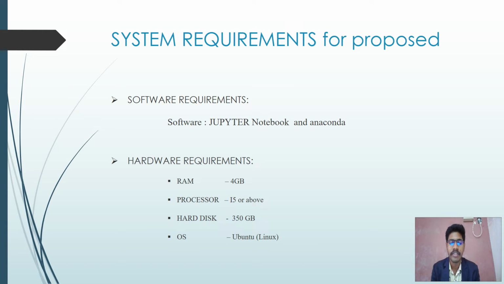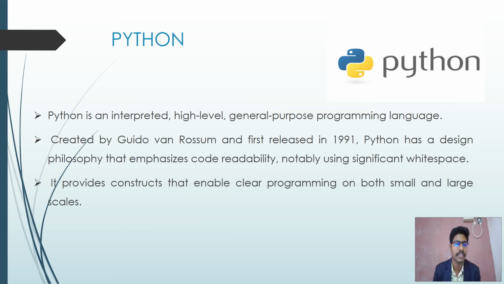The system requirements: we're using Jupyter notebook and Anaconda. The hardware requirement is an i5 processor and above. We're using Linux Ubuntu as the operating system. So we can use a Python environment. Python is an interpreted, high-level, general-purpose language, created by Guido van Rossum and first released in 1991. There is a huge boom in the Python language in current trends, so we choose the Python language. It can be used for constructing programs both small and large scale.